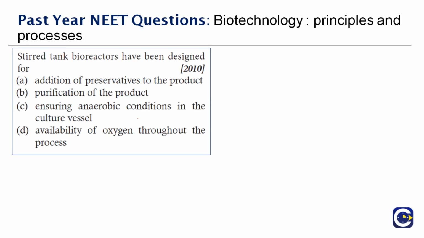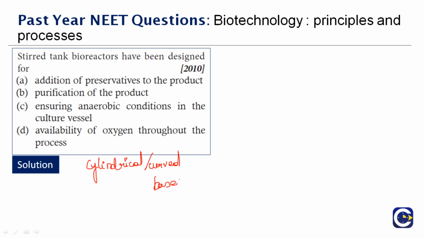Next question here. Stirred tank bioreactors have been designed for dash. Now, what do you mean by a stirred tank bioreactor? A stirred tank bioreactor is a cylindrical vessel with a curved base. It's a curved base to facilitate the mixing of the reaction contents. Okay. It has been designed for the availability of oxygen throughout the process.